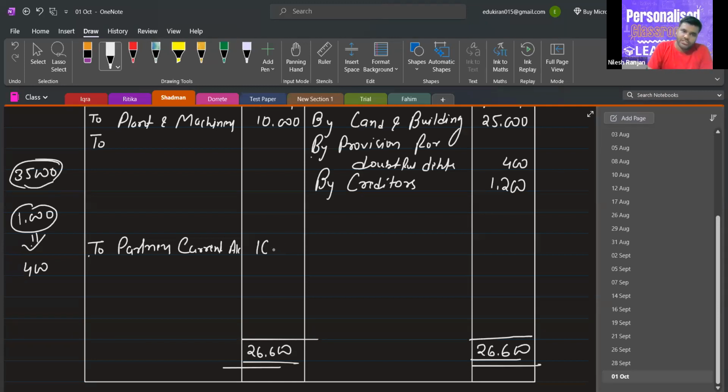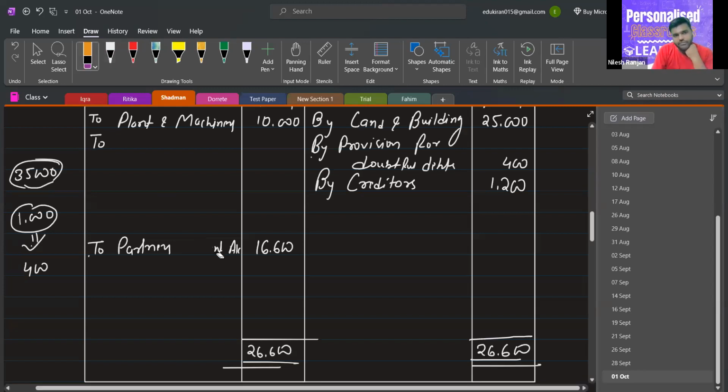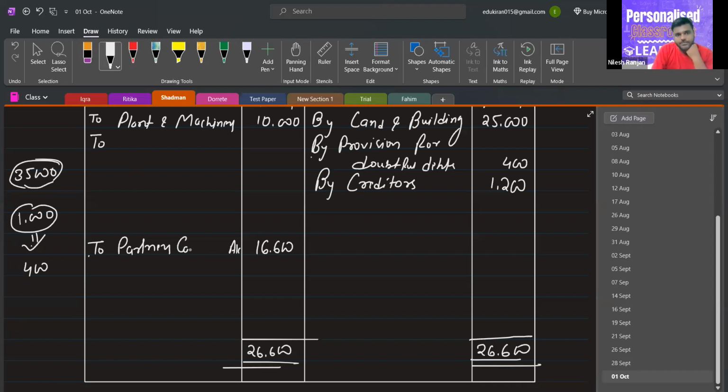16,600 is the total amount. But if I transfer it to current account, then you will not understand the adjusted capital. Okay, leave that portion. I will change the situation here. So it will go to capital.